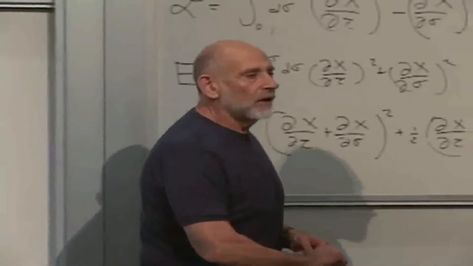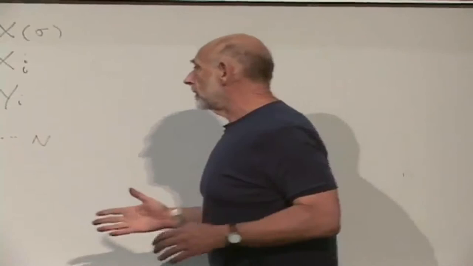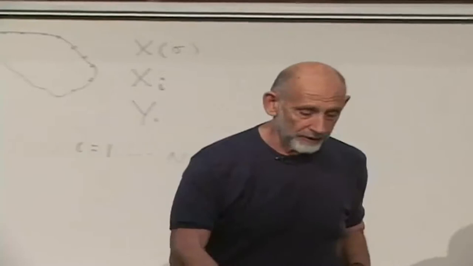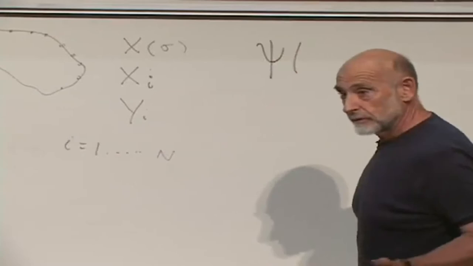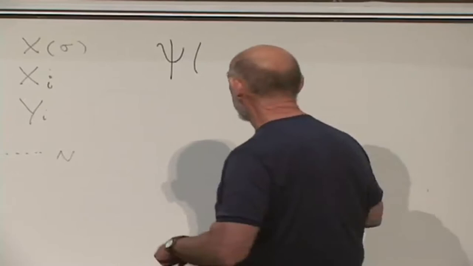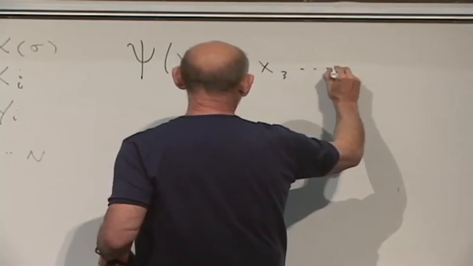Next, what is the quantum wave function of a string? Well, if we think of the string as just a collection of point particles, at least temporarily, then the wave function of a string, the quantum state vector of the system, what would it be a function of? The positions, the x's and y's. Let me leave out the y's. x1, x2, x3, up to xn.